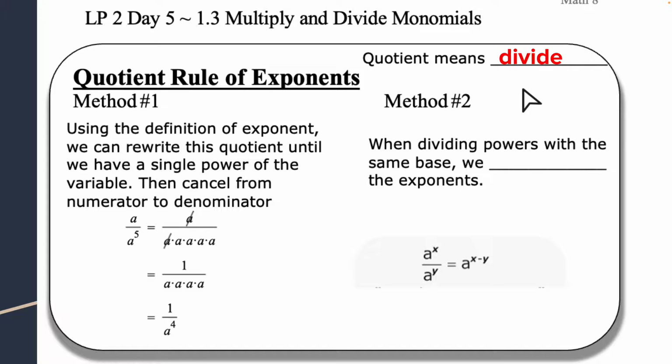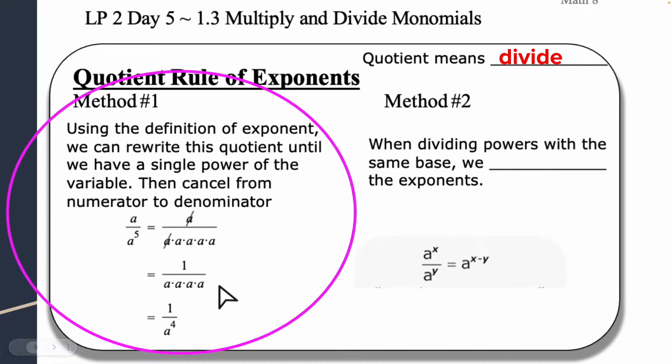All right, so again, we have two methods on this one, and I like to show you both methods so that you can see and decide which one makes more sense. Using the definition of the exponent, we can rewrite this quotient until we have a single power of the variable and then cancel from the numerator to the denominator. So we're looking at method number one.